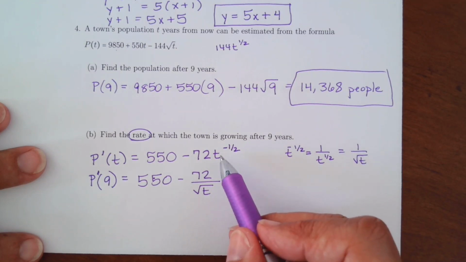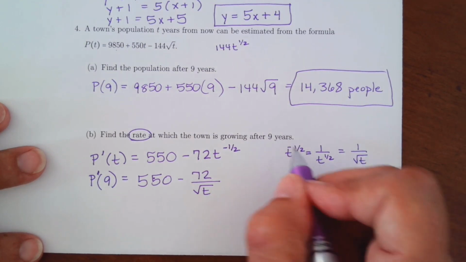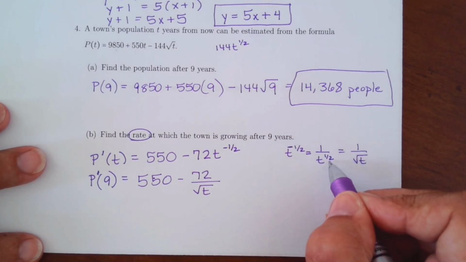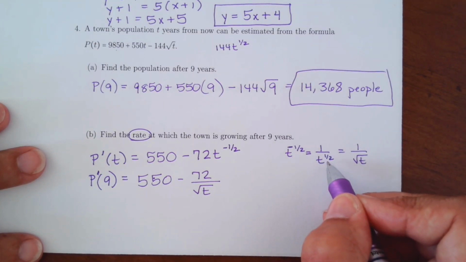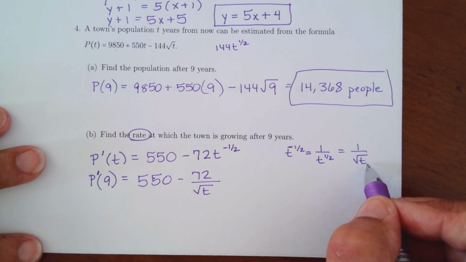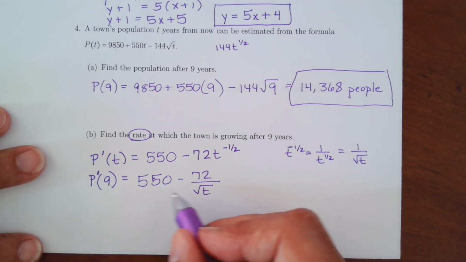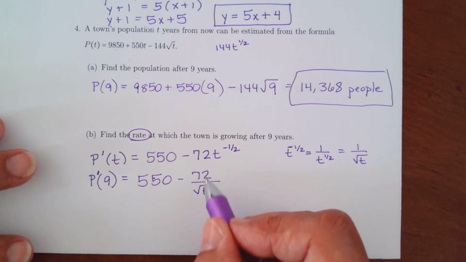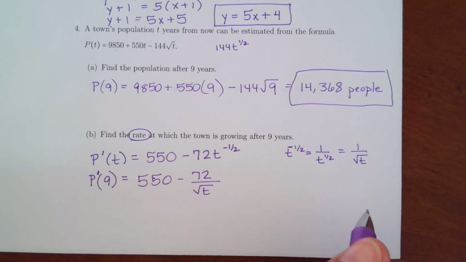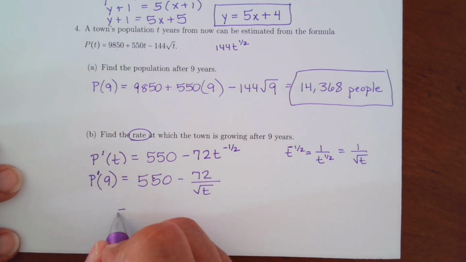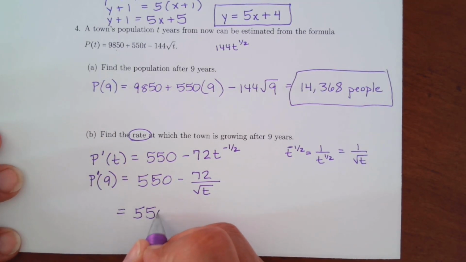Okay, again, t to the negative 1/2 is the same thing. If I move it back to the bottom, the exponent will become positive. And then anything raised to the 1/2 power is a square root. So this is a little bit easier because I know the square root of 9 is 3, and then I'm just dividing 72 by 3, right? So however you want to do it is fine.